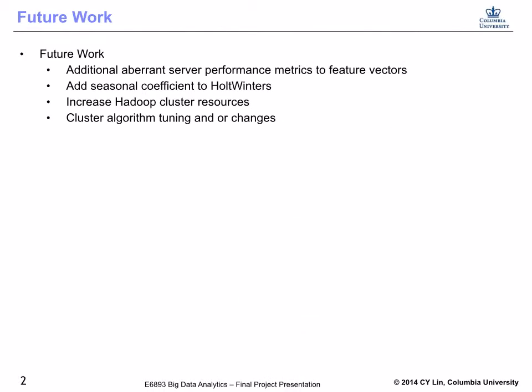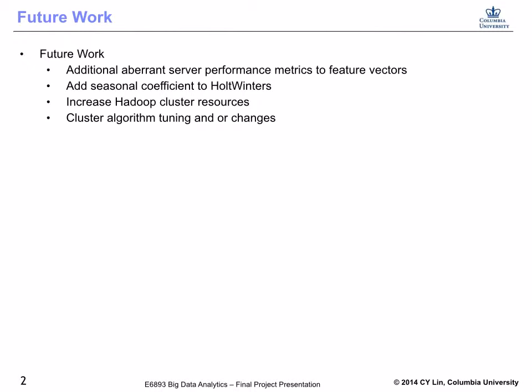Future work, add additional aberrant server performance metrics, add I/O statistics, some networking statistics to the feature vectors. That may get us some better cluster distances, some better cluster formations. Seasonal coefficients, the whole Winters, triple exponential smoothing.